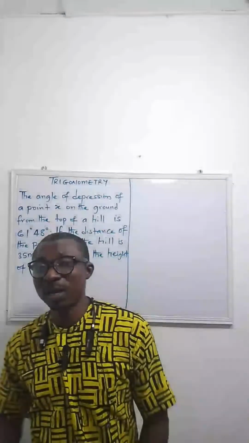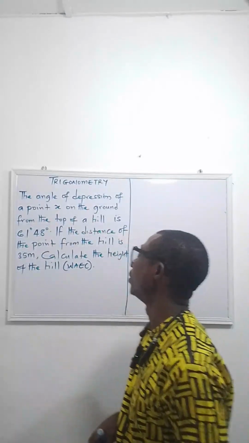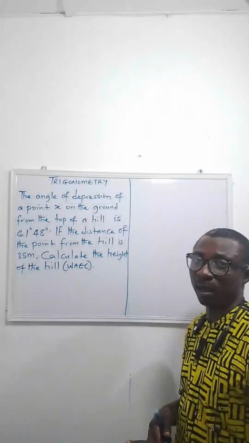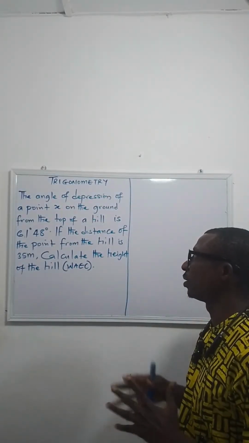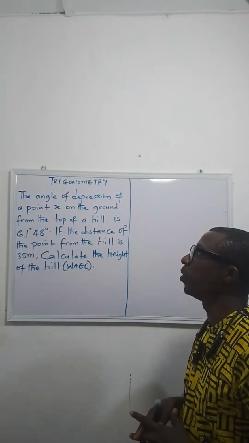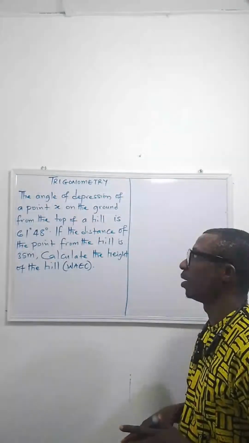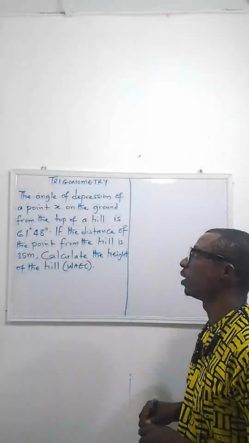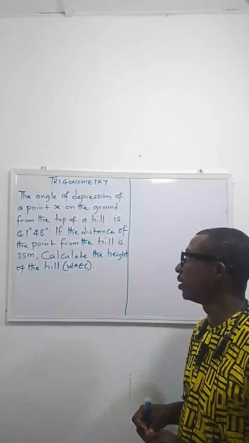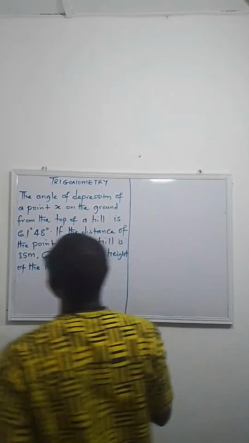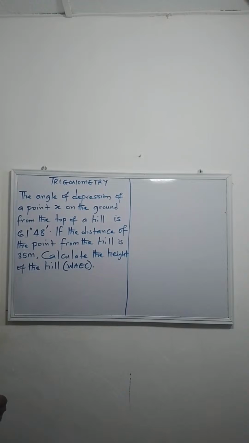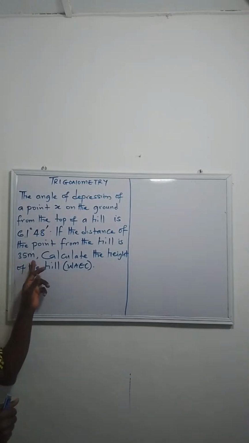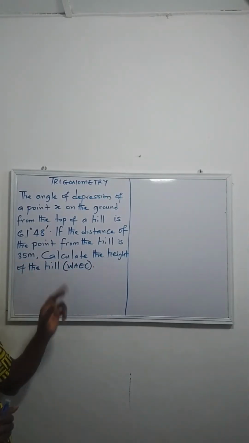All right, now let's look at the first question we have here. This question is under angle of depression. Now, this is the question. The angle of depression of a point X on the ground from the top of a hill is 61 degrees 48 minutes. Now, if the distance of the point from the hill is 35 meters, calculate the height of the hill.